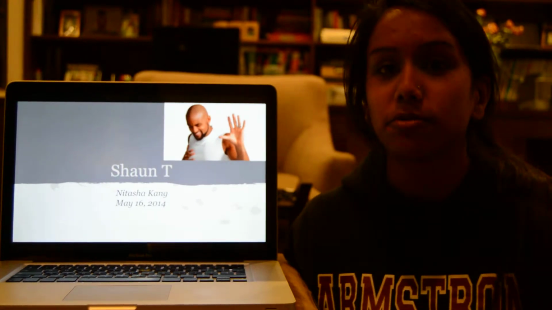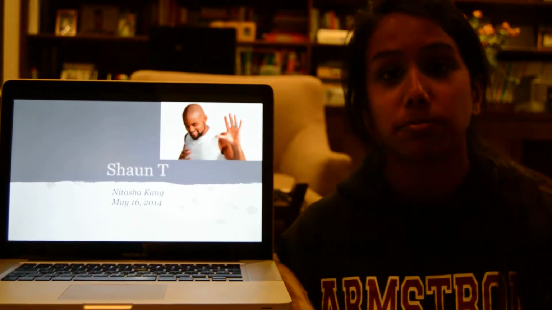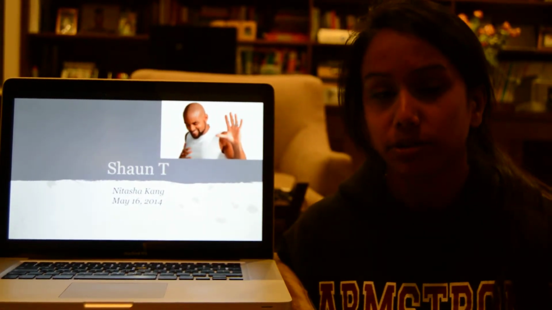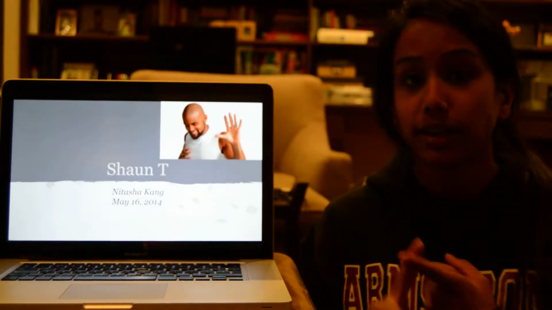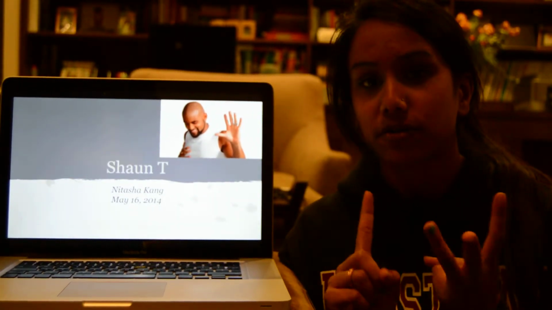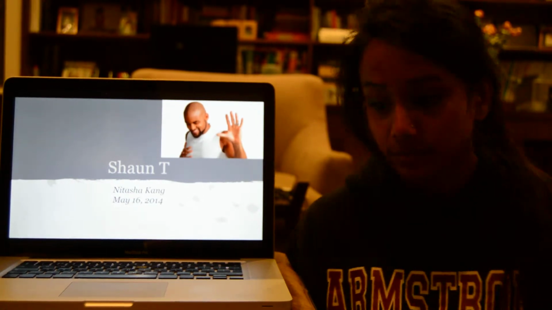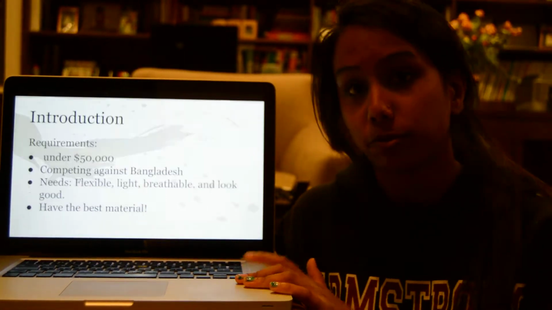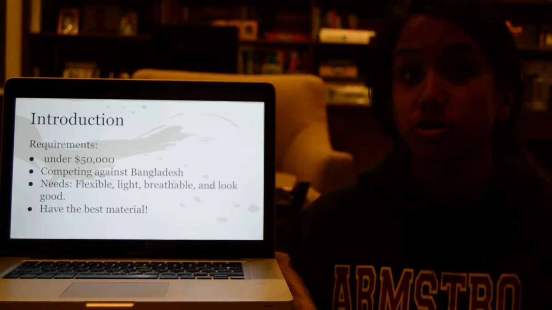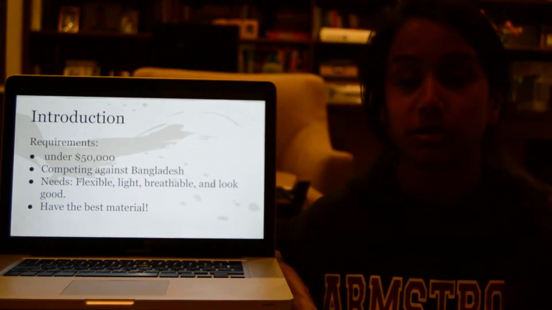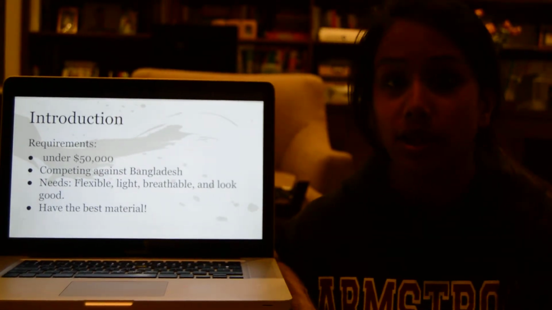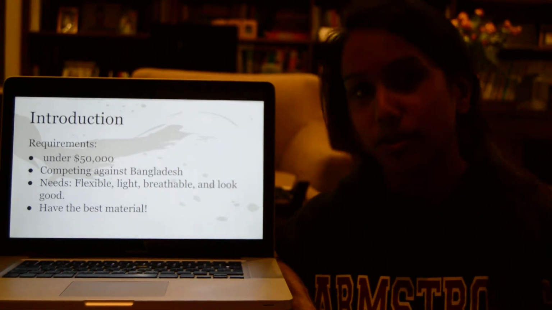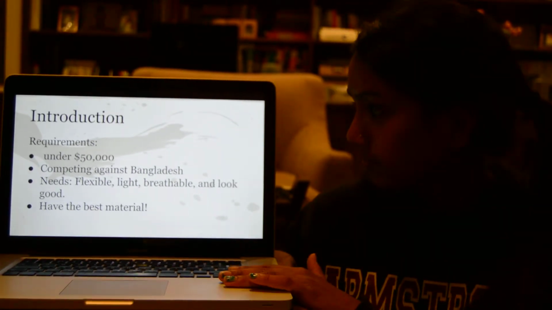Shanti, we know the best shirt for you, with the best quality and the best material. We know that it should be lightweight, breathable, flexible, and look good. With that in mind, we know the requirements we have to meet. We're also competing against Bangladesh, so it needs to be under $50,000, and it also has to be lightweight, flexible, look good, and be breathable.